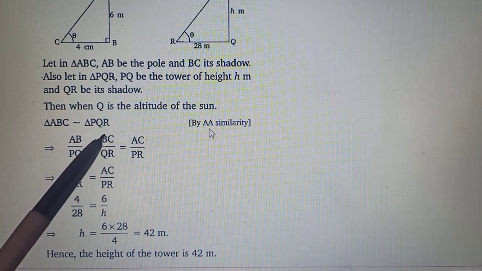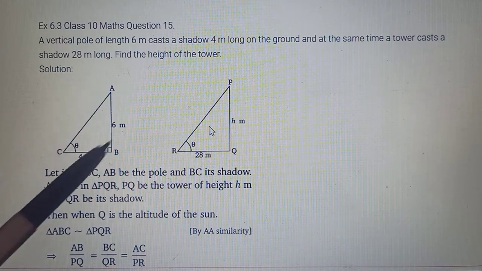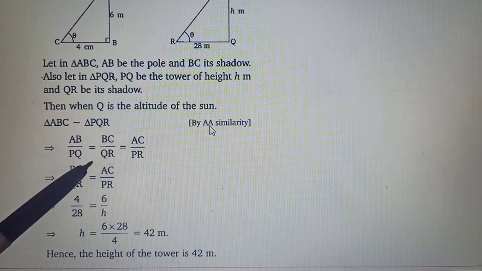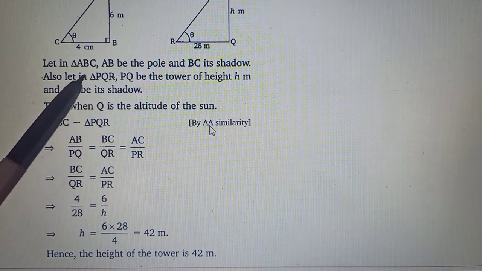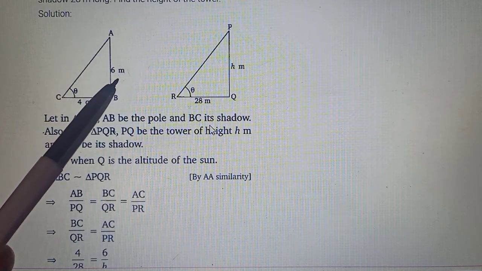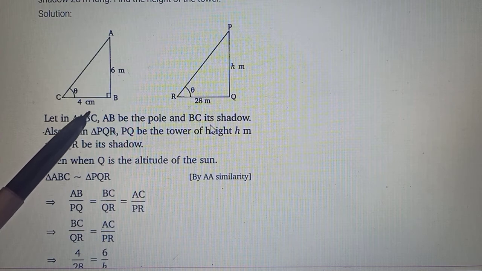You can drop the hypotenuse side. Okay, this AC and PR have nothing to do with our question, so that proportion we can leave, AC and PR. Okay, so for the other two, we can write here that 6 upon 4, or write 6 upon h is equal to 28 upon 4. It's up to you how you want to write the proportion.